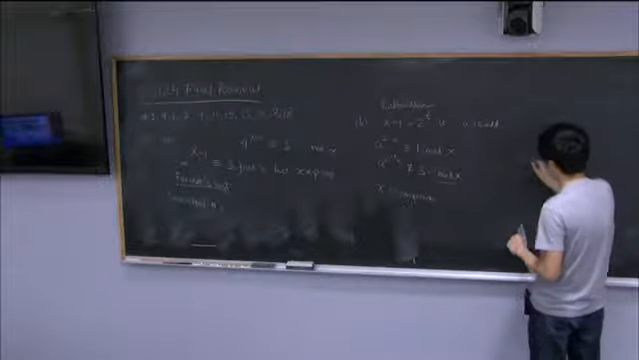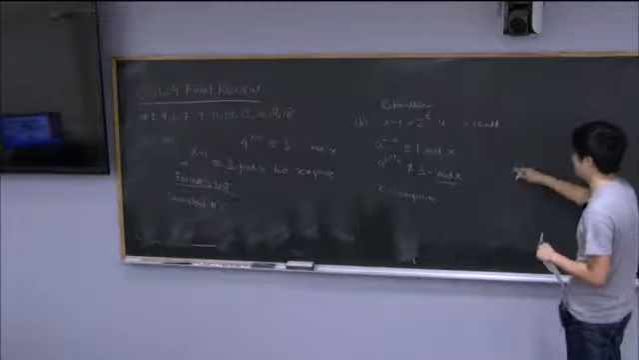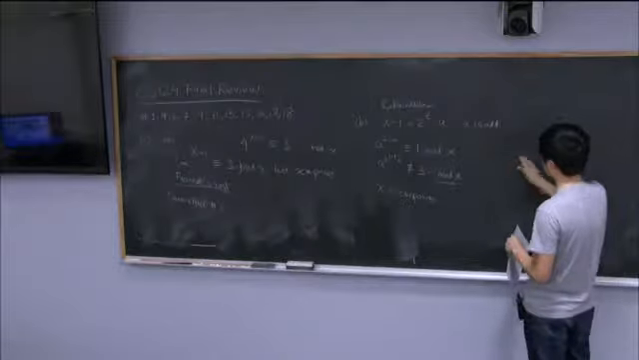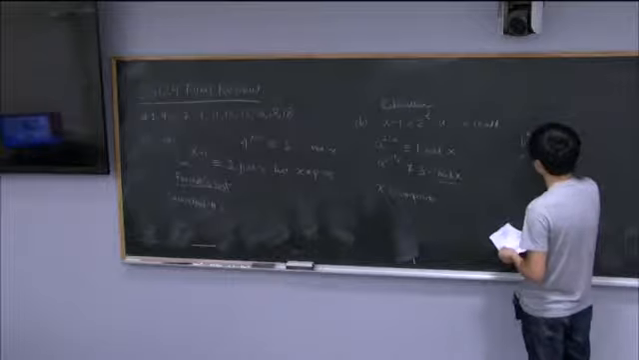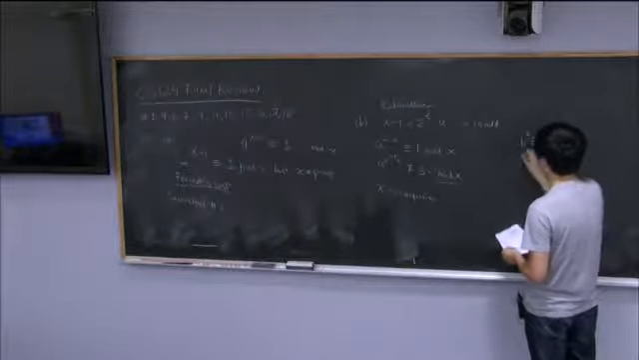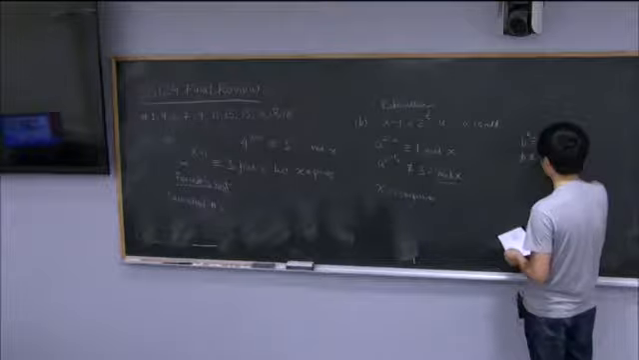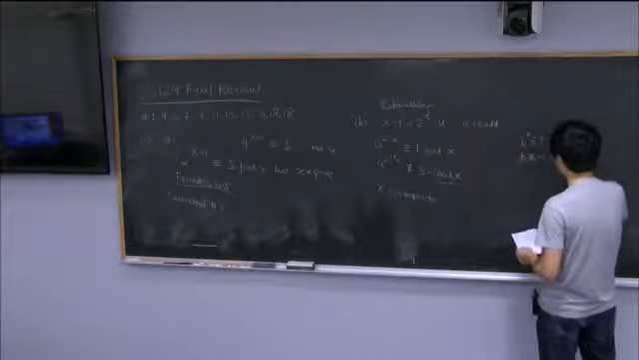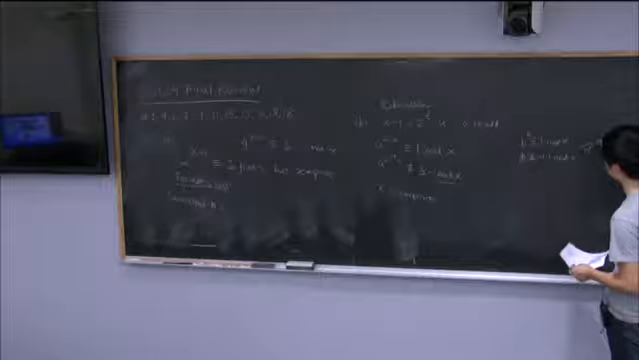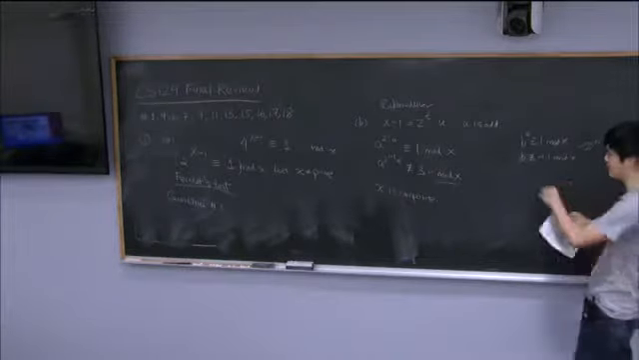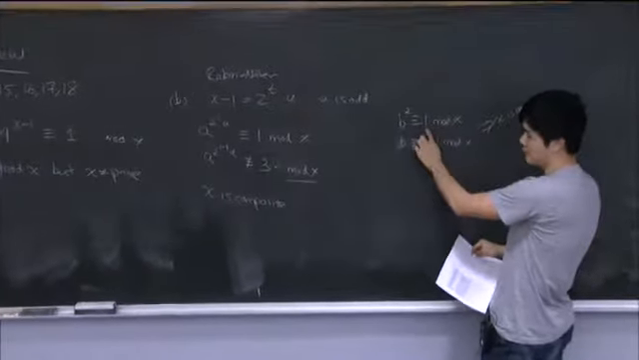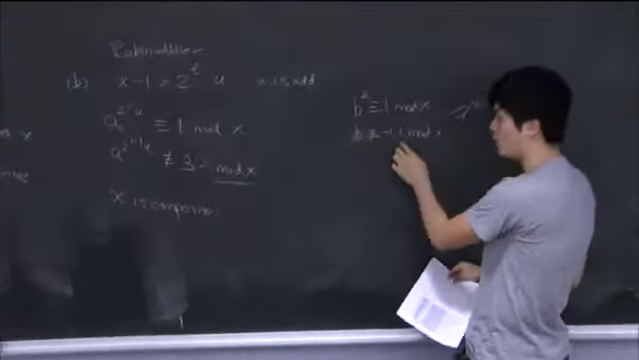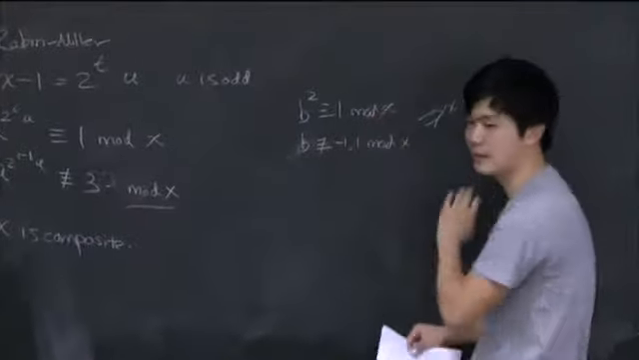The distinction is, the test says if you can find some number b such that b squared is congruent to 1 mod x, but b is not congruent to negative 1 or 1 mod x, then this tells you x is composite. That's what the test says. The test says look at any number that when you square it gives you 1 mod x, but the number itself is not 1 or negative 1, then that tells you that x is not prime.